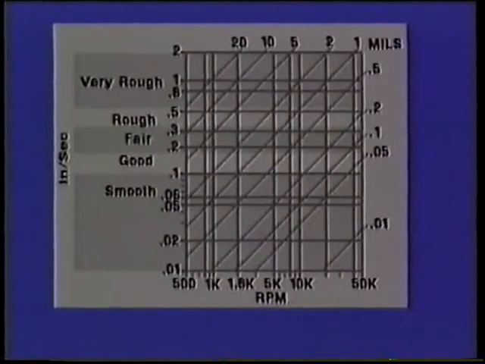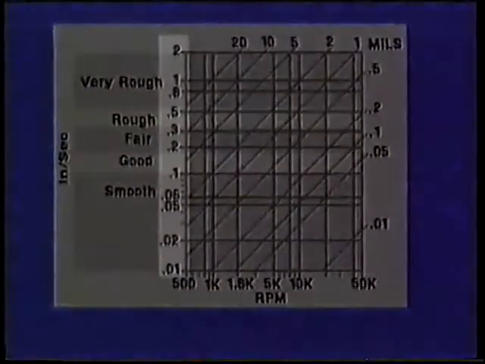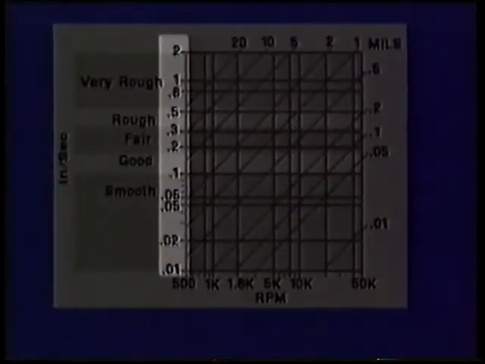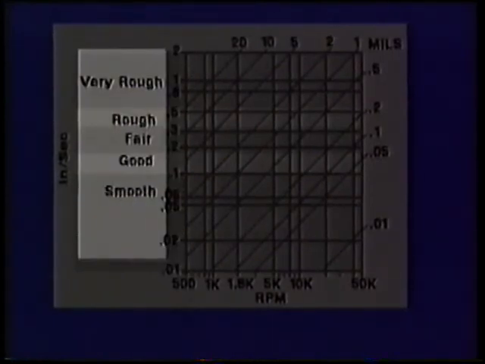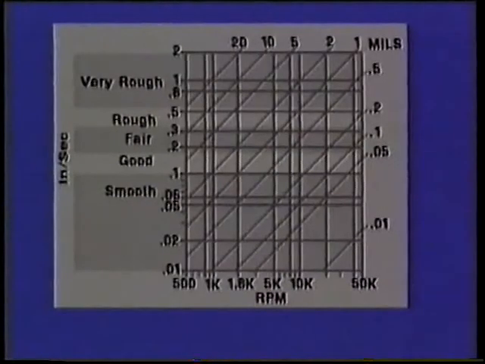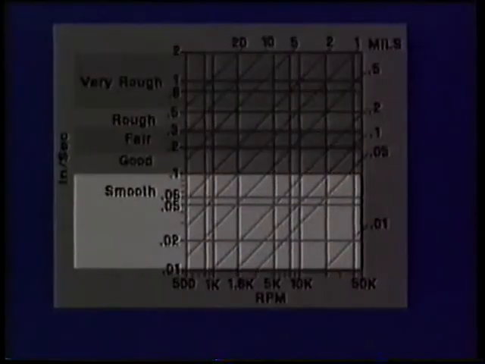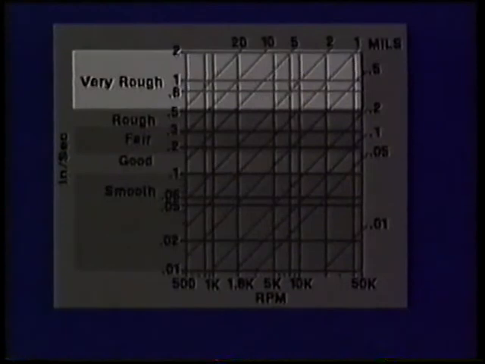The left-hand side of the chart is marked with two scales. One is inches per second, representing a vibration velocity reading. The other scale is the severity scale. You'll notice that it's divided into categories representing operating states of the equipment. These categories range from smooth operation, which would be typical of new equipment, to very rough operation, which would be an indication that the equipment is in danger of breakdown.